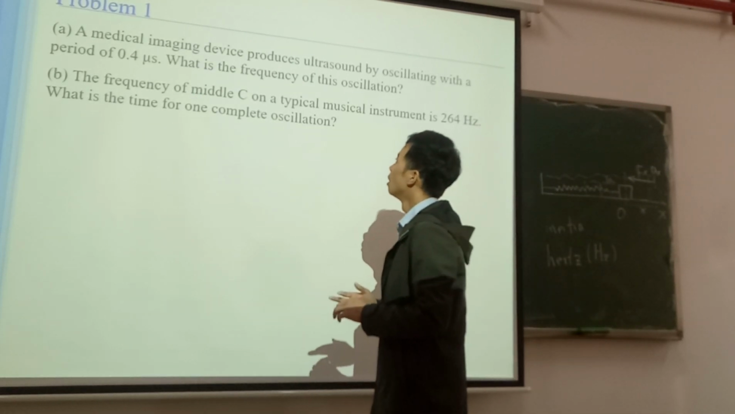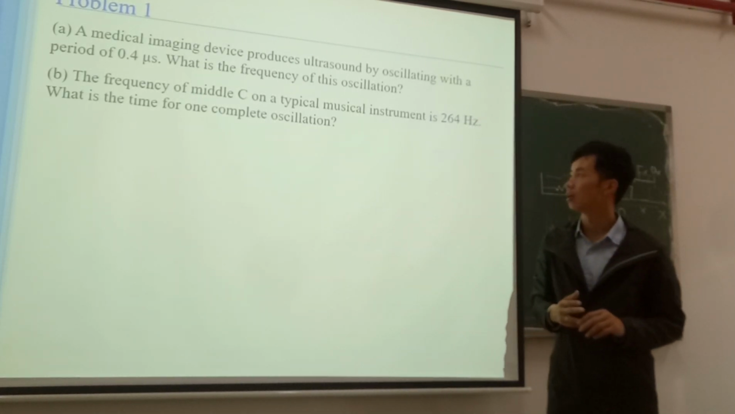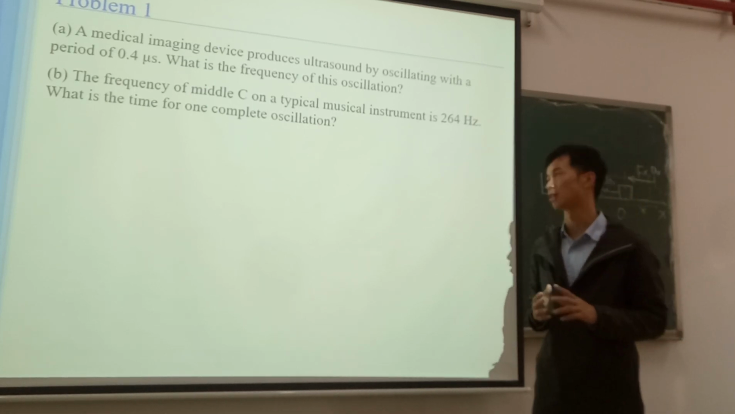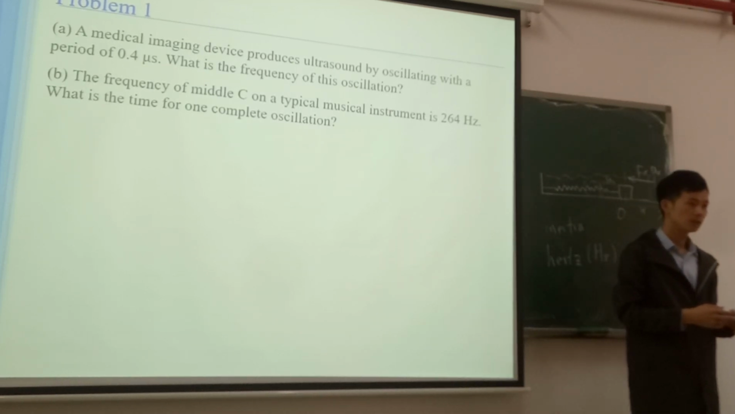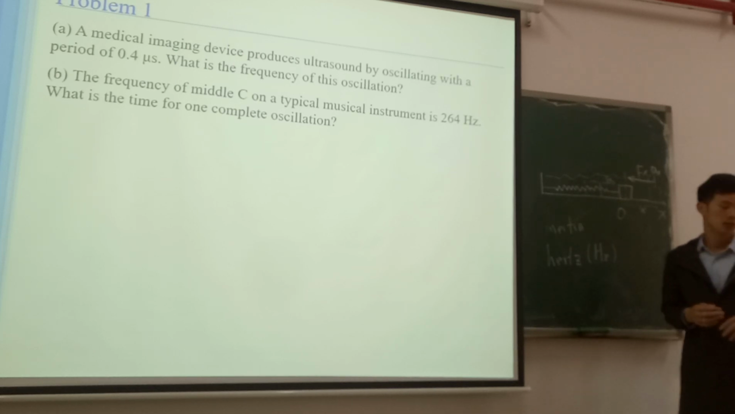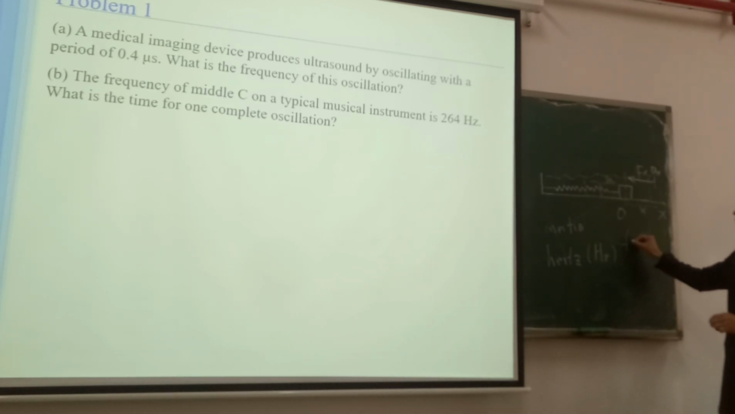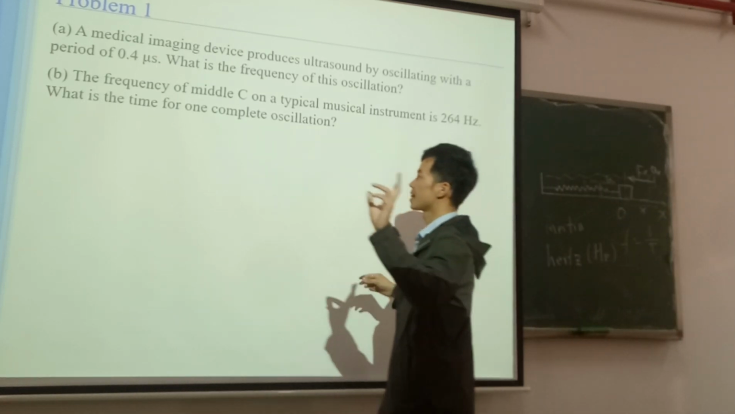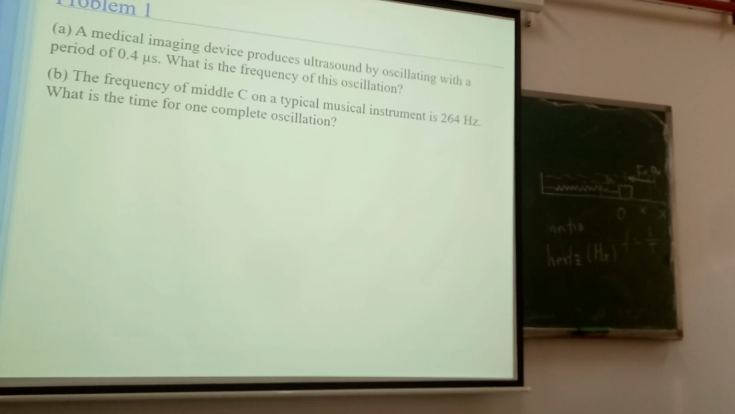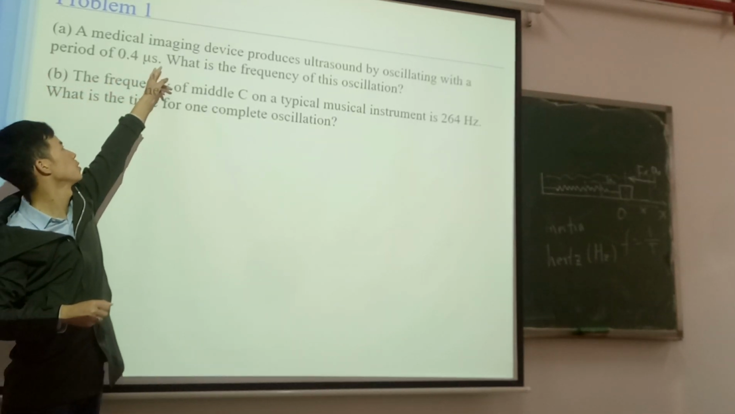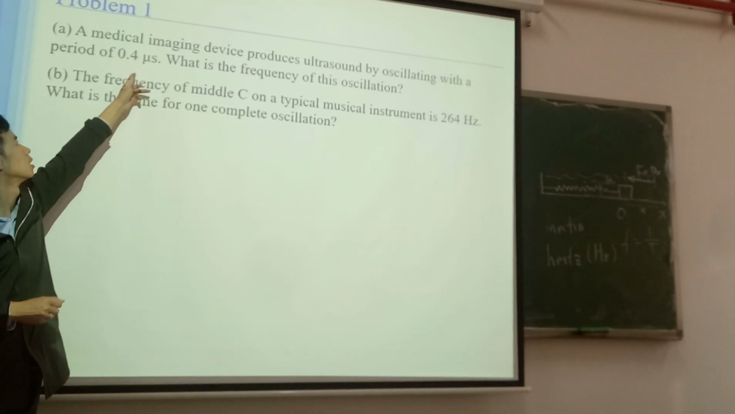The first one, we are given the period and asked to find the frequency. So how can we find the frequency? We use 1 over T. Yes, f is equal to 1 over T. But we should notice that this unit is microsecond, and the unit of period is second. So firstly, we should transform microsecond to second.